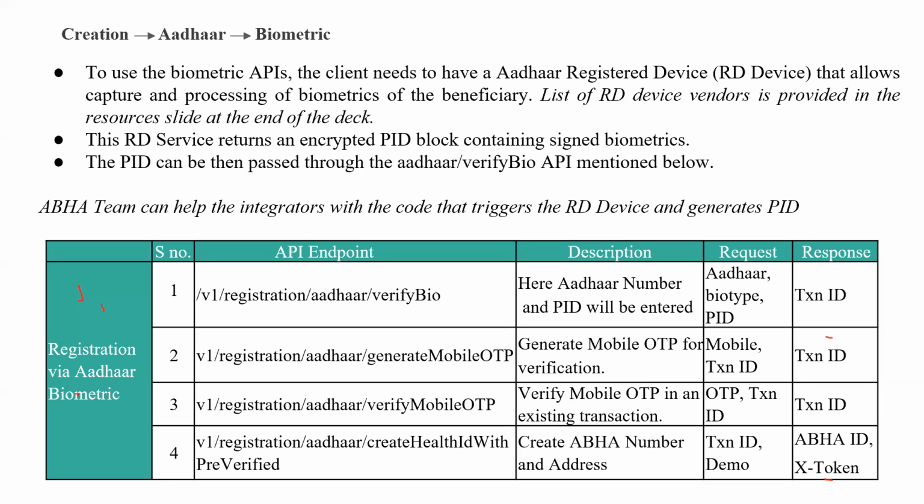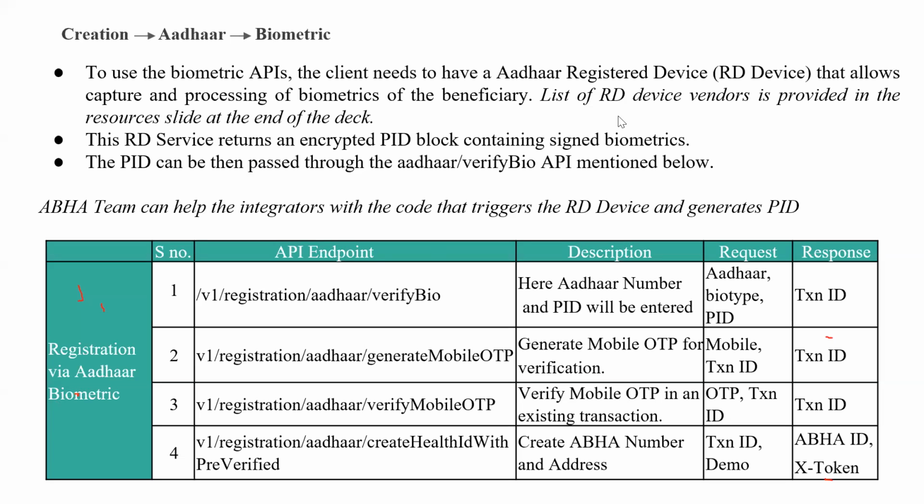There is a doubt in the chat: if the Aadhaar number is not linked to any mobile number, the person won't be able to receive OTP and hence won't be able to generate ABHA number. This is not true because you can also use biometric. Biometric is an alternative. Any other doubt?